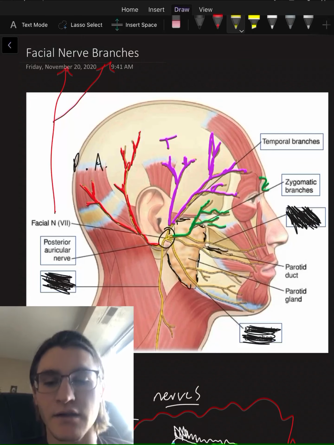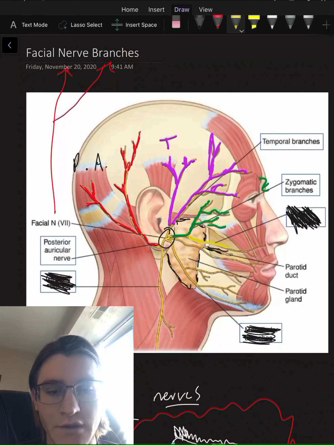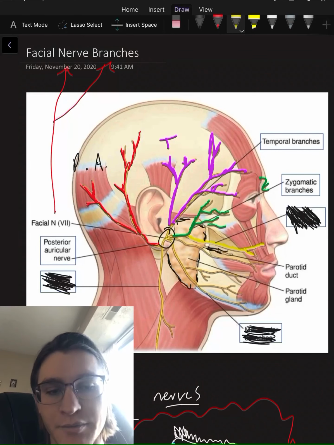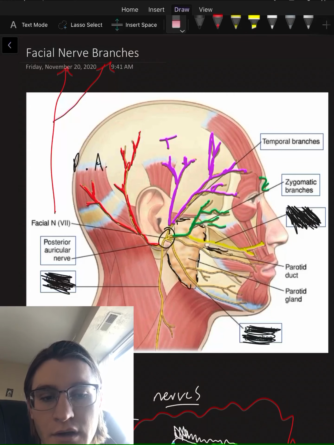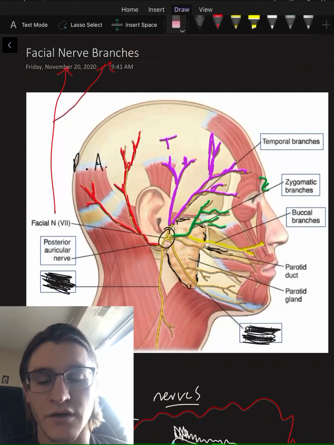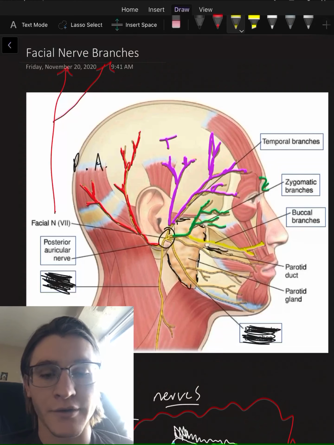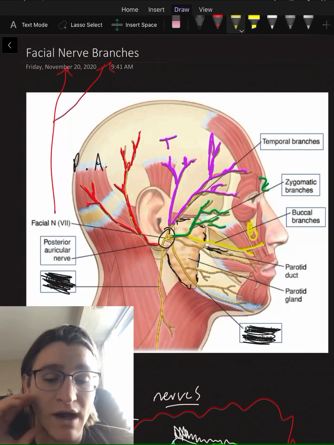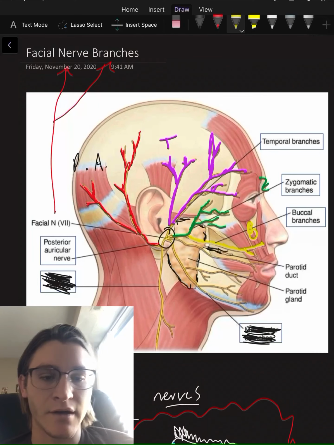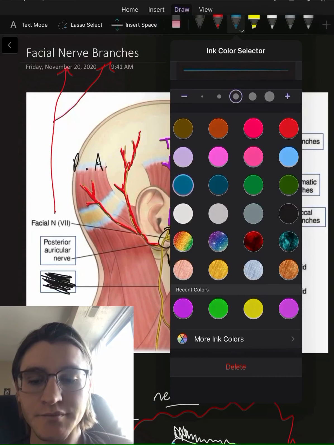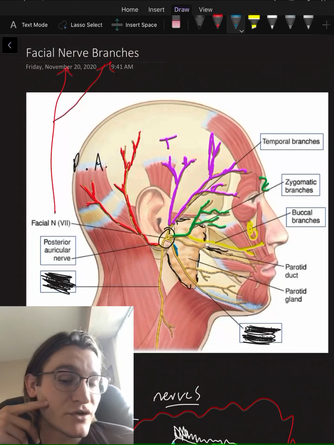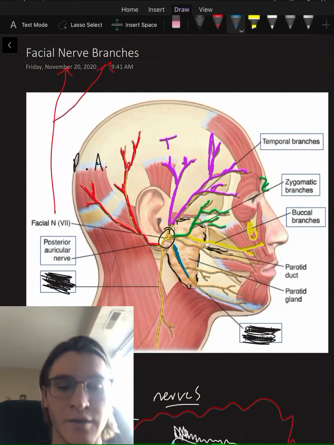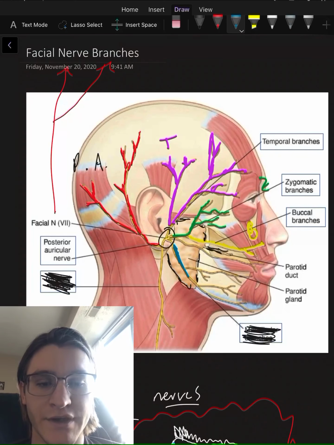And I think I added the lower branch part of our buccal branches. However, it looks to be here on part of the zygomatic branches, but the buccal branches will have a lot more branches, so I added it as part of the buccal branch. So the buccal branch is going to go to the cheek. It's where our buccinator muscle is at. So our buccinator muscle.